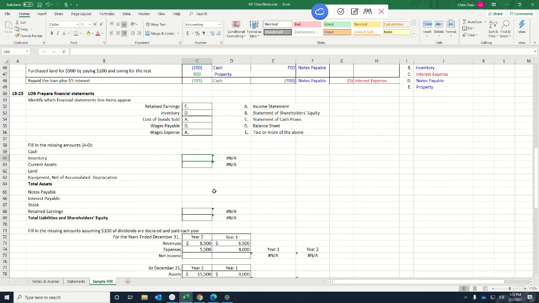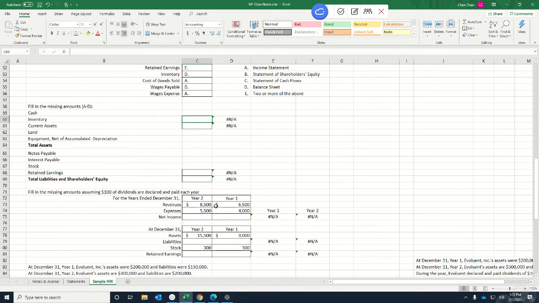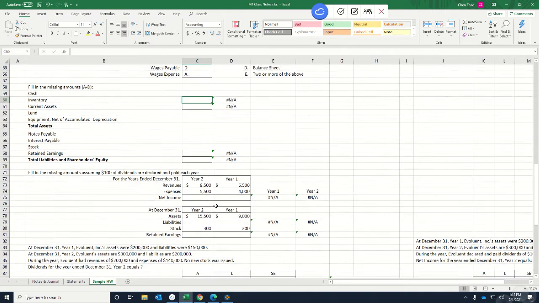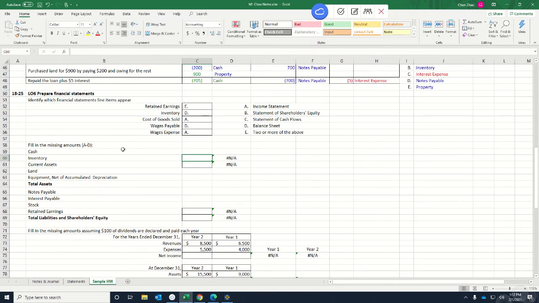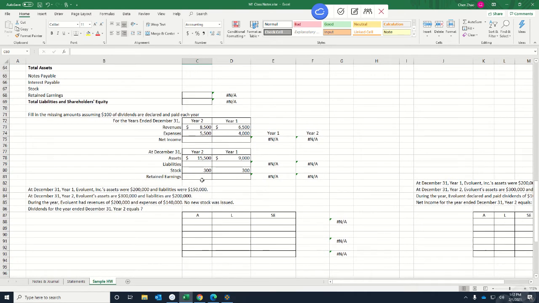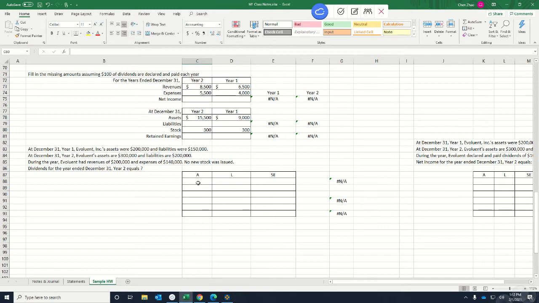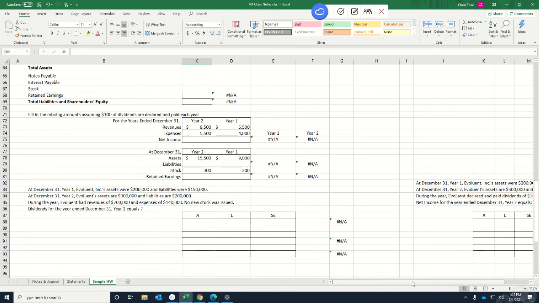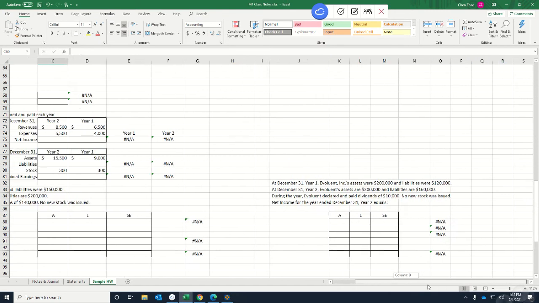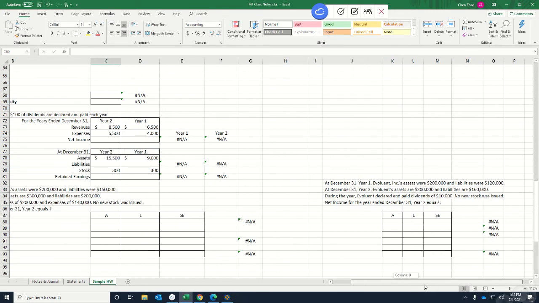Fill in the missing amounts, A and D. Okay. So cash, inventory. So now we are doing the balance sheet. Okay. There's a lot of information here. I'll give you maybe 1 minute to look at it. Okay. We have 8 minutes, and let's see how much we can do.